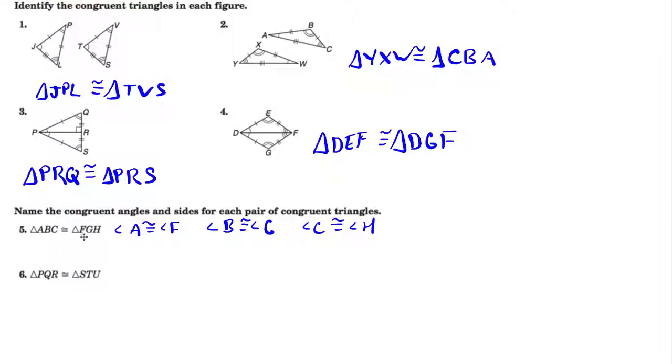So I have AB and FG. So AB is congruent to FG. I also have BC and GH. So BC is congruent to GH. And then I have A and C and F and H. So AC is congruent to FH.